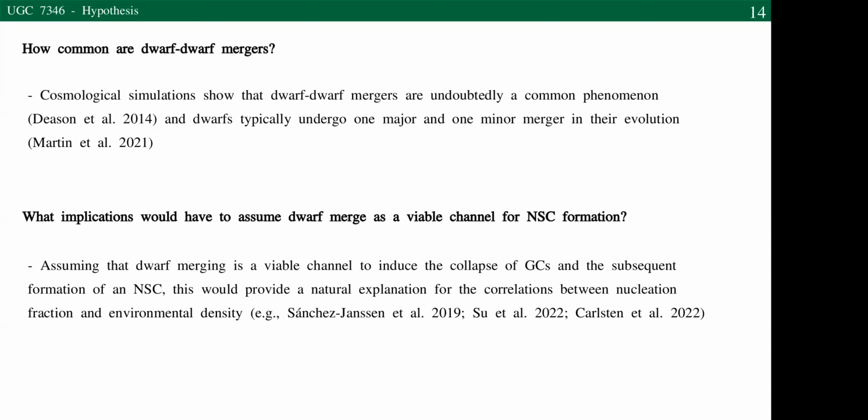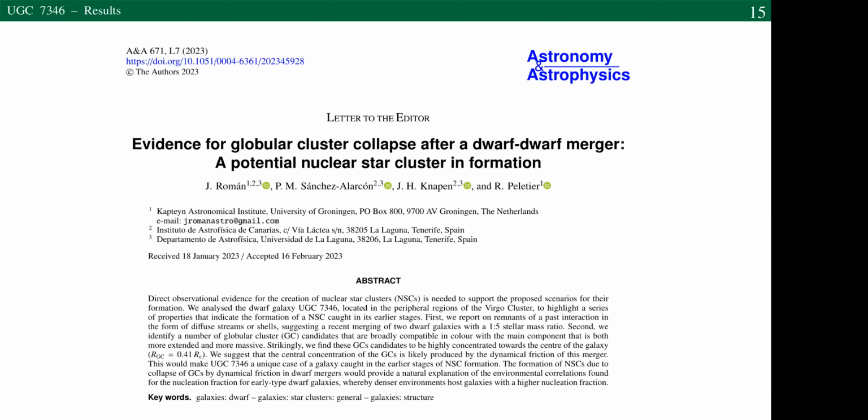So yes, with what we have, I wrote a short letter just pointing out the peculiar properties of this galaxy and the possibility that we could have here a nuclear star cluster potentially in formation. And this letter has been recently accepted. But before finishing, and I think I have more time, I would like to point out also that future follow-up observations could be very interesting in this galaxy.